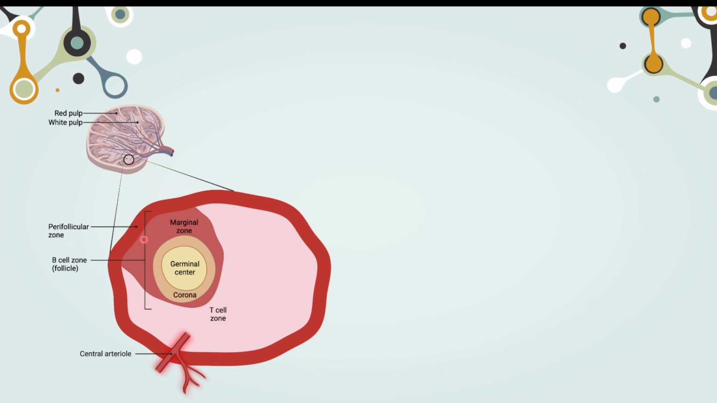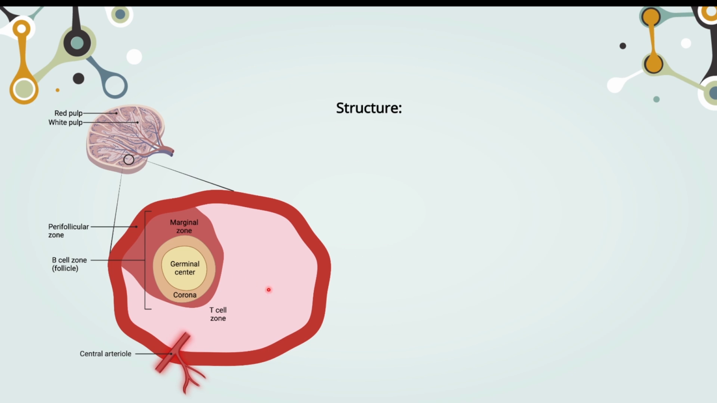The white pulp is divided into follicles, which are also known as the B cell zone, and there is a T cell zone as well. You can imagine that the B cell zone, or the follicles, have a lot of B cells. That's why they are called B cell zone. The T cell zone has a huge storage of T cells. The follicle has a germinal center where the major activation of the B cell occurs. This is the germinal center where the active B cells are present, and this is the marginal zone.